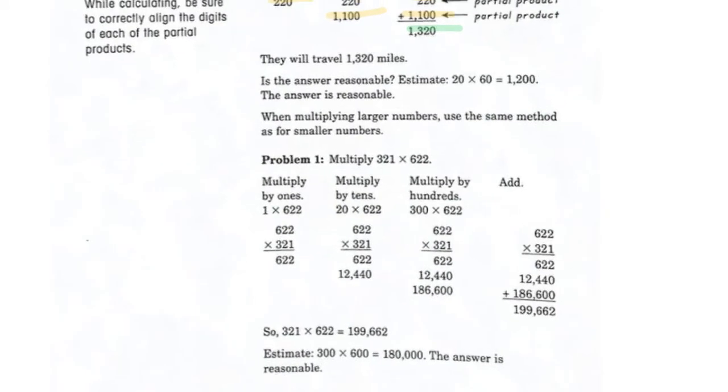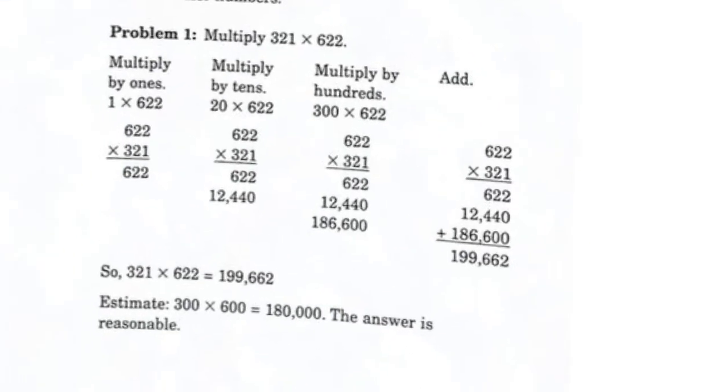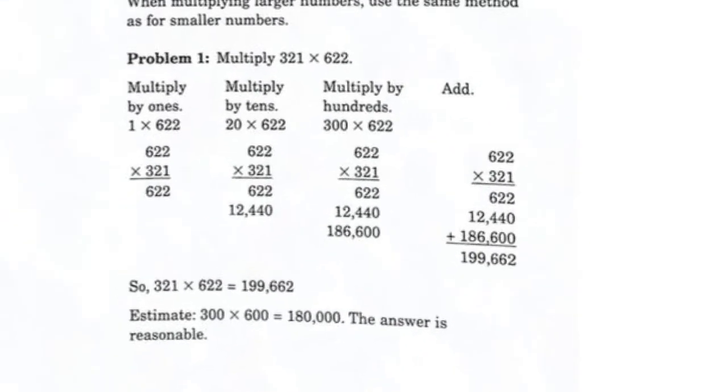Well, when you estimate 20 times 60, you get 1,200. So the answer is reasonable. So the bigger the numbers you multiply, the more place values you have to hold. Graph paper helps a lot when you're doing these by hand.